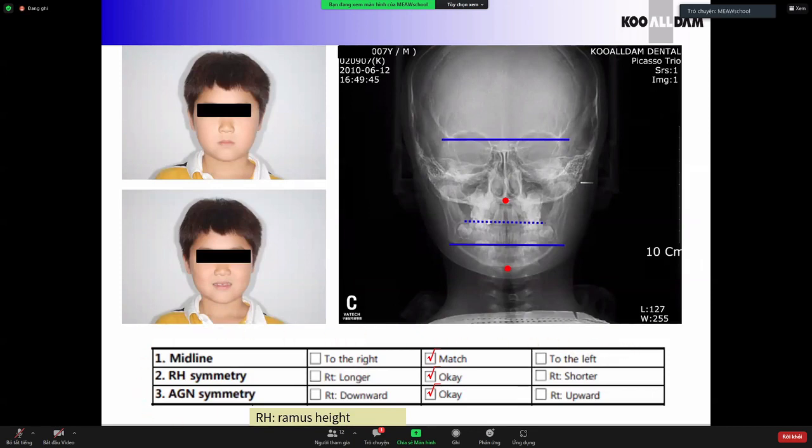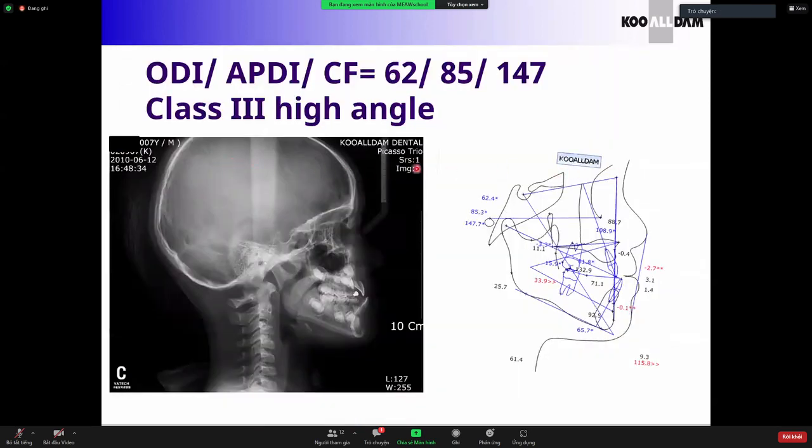So this is the sheet. So the midline is a match. Ramus height is okay. Antegonial symmetry is okay. If there is an asymmetry at this age, it may worsen during the growth. ODI 62, APDI 85, combination factor 147. This patient is a class 3 high angle patient.